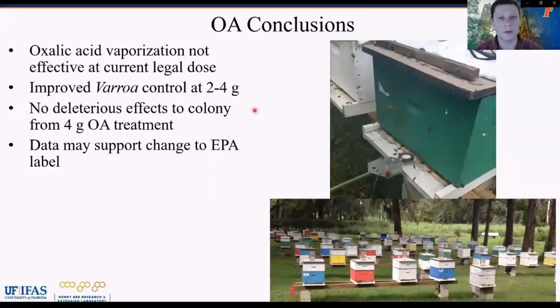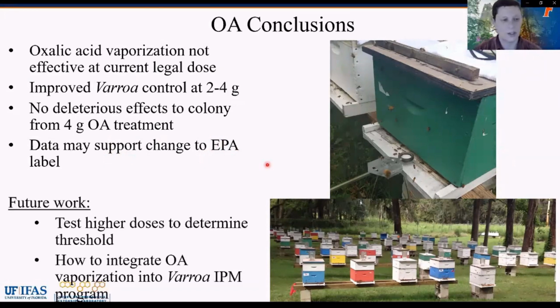What I'm telling you is that we're hoping to use these data, along with some other projects that we're hoping to do in collaboration with other researchers across the country, to encourage the EPA to change that label. I want this to be legal. I want this to be effective for beekeepers, and I want to do this the right way. So we do still have a bit of future work that needs to take place.